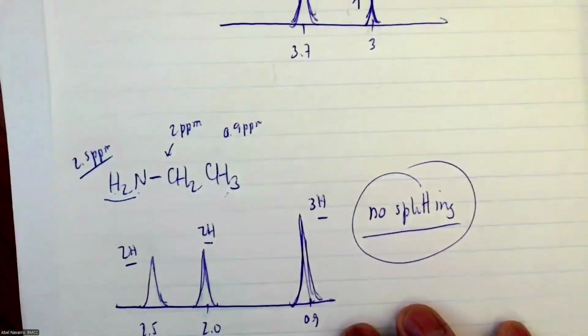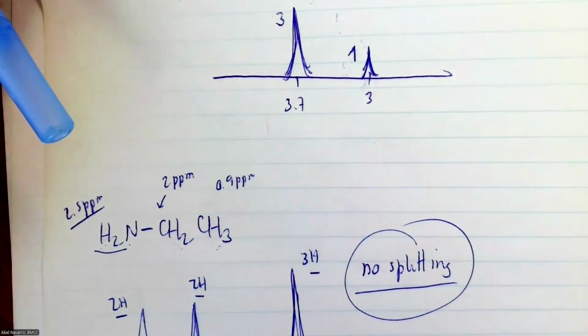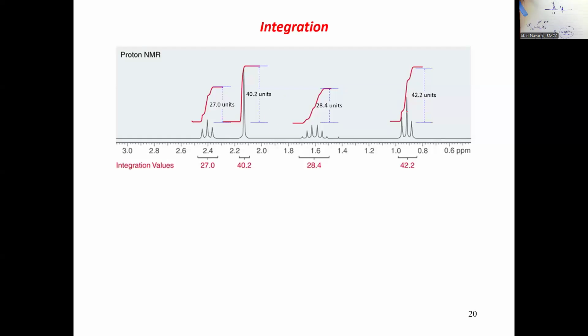So that's about integration. That's really what it means. In that particular slide from the last one, sometimes they give you the relative areas, so what you have to do is divide. For example, here I have 27. Which one is the smallest? The smallest is 27. So 27 divided by 27, that's the smallest. Then 40 divided by 27, 28 divided by 27, and 42 divided by 27. The first one, of course, is going to be 1.